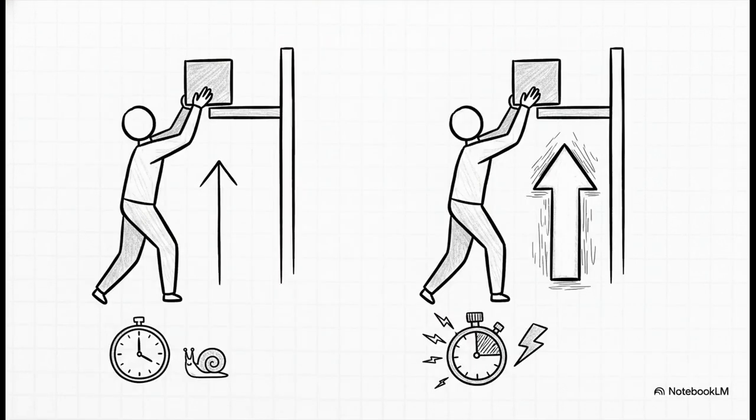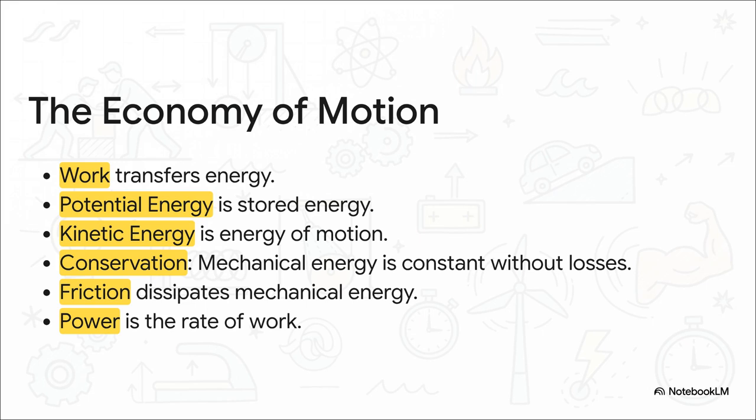Let's go back to lifting that box. The total amount of work, the total energy you transfer, is exactly the same whether you lift it in 2 seconds or 4 seconds. The box ends up in the same spot, right? But if you heave it up there in just 2 seconds, instead of taking a lazy 4 seconds, you've done the same work, but you did it twice as fast. You just used twice the power. Simple as that. All right, let's wrap this all up with a super quick review of our economy of motion.